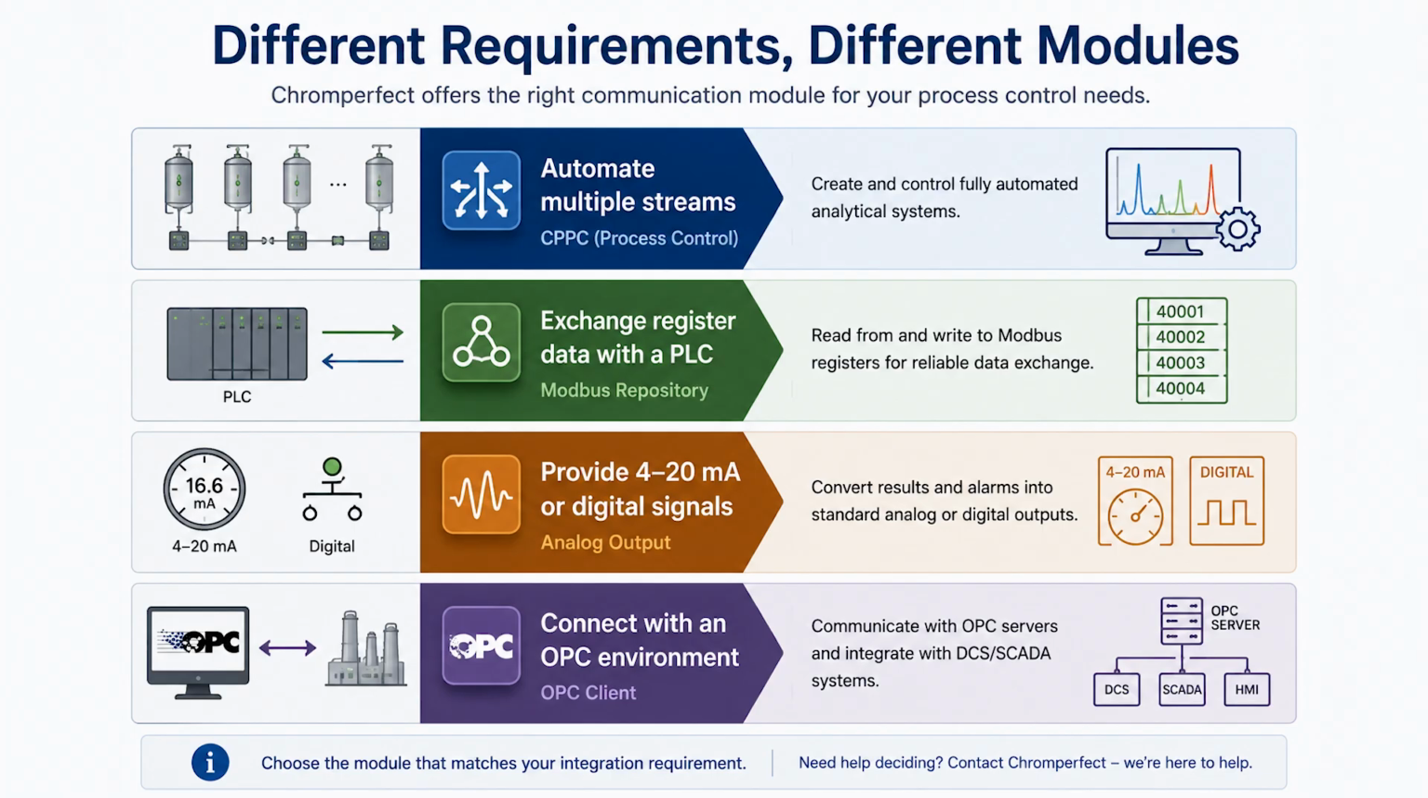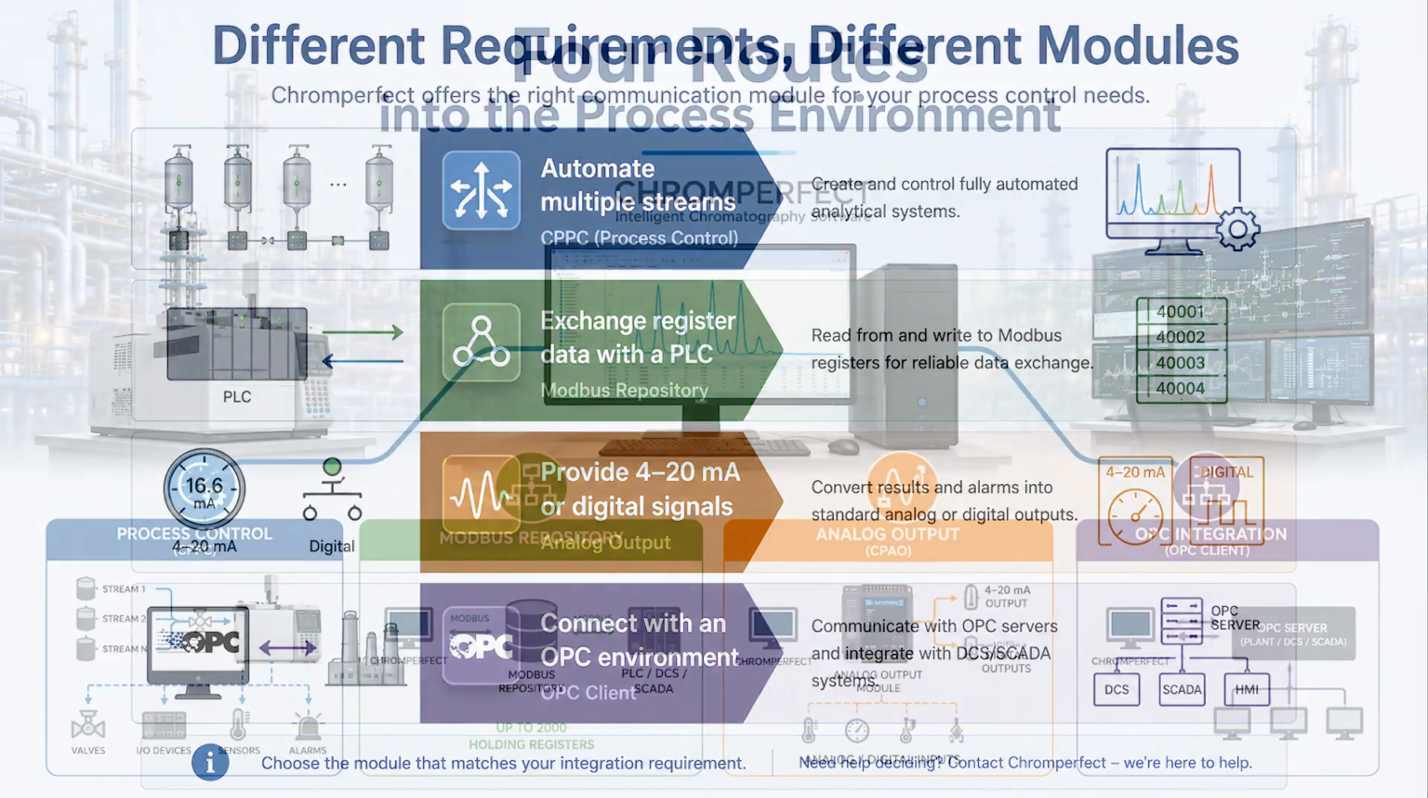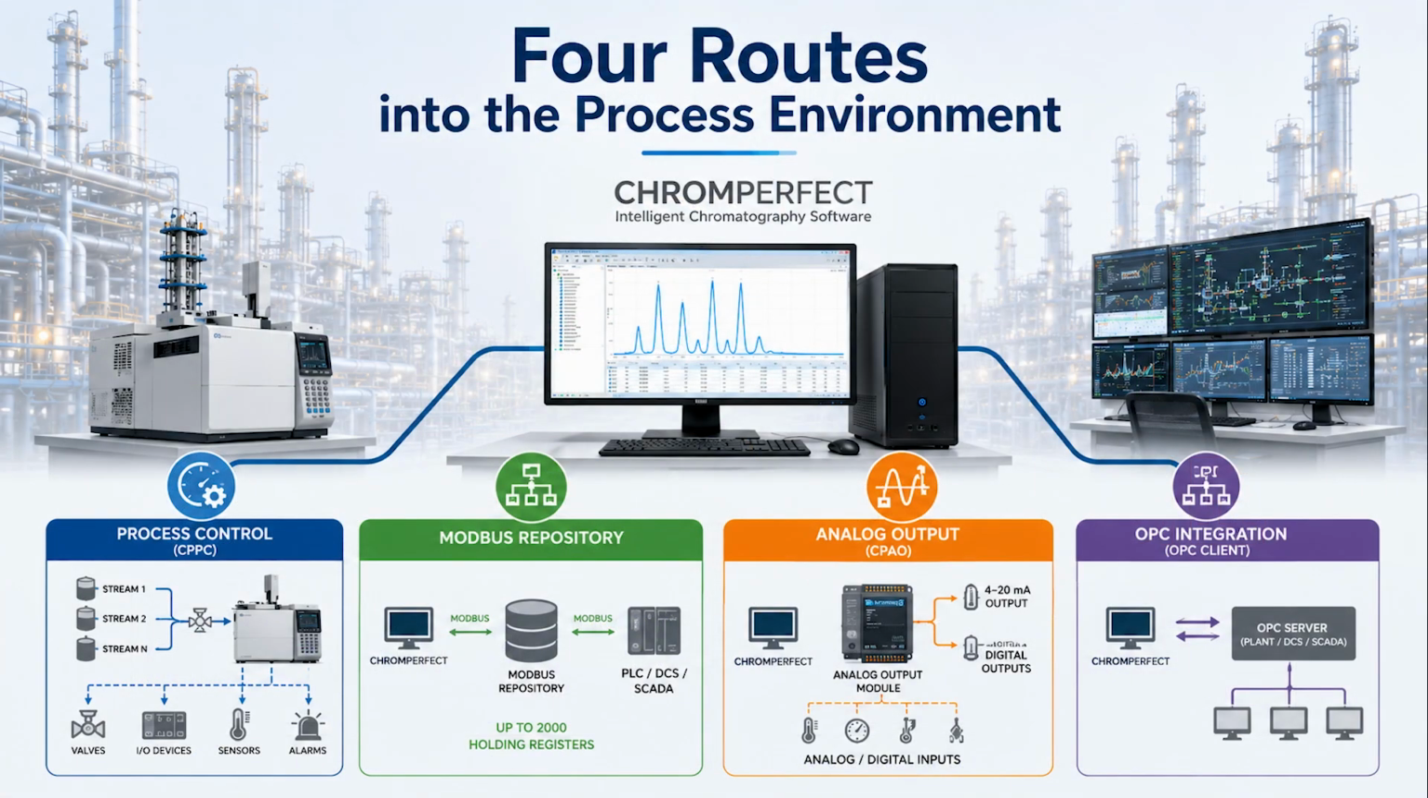A system that must automatically analyze multiple process streams may require CPPC. A plant that needs chromatography results in Modbus holding registers may use the Modbus Repository. A site that requires conventional current loop or digital signals may use the analog output module. An installation built around OPC may use the OPC client module where supported and appropriate. These products are not interchangeable. They solve different parts of the process integration problem.